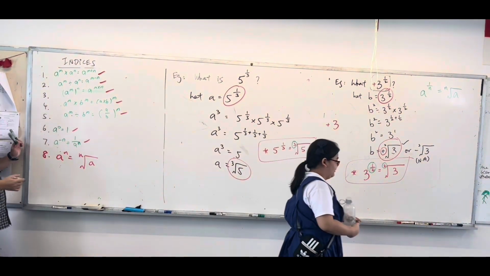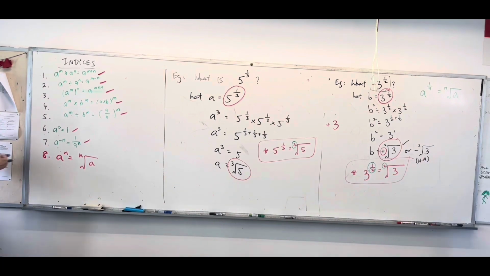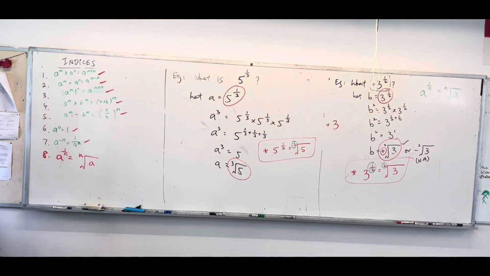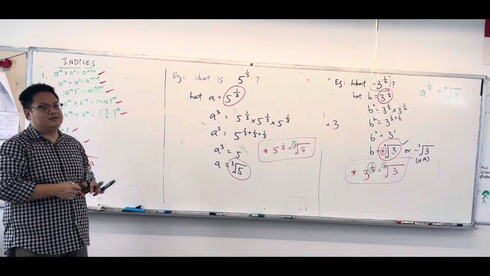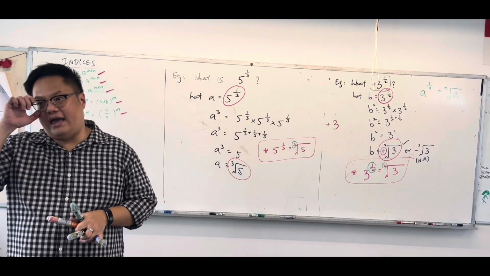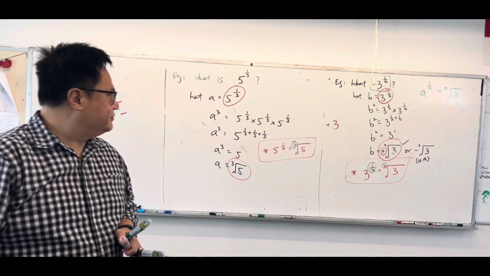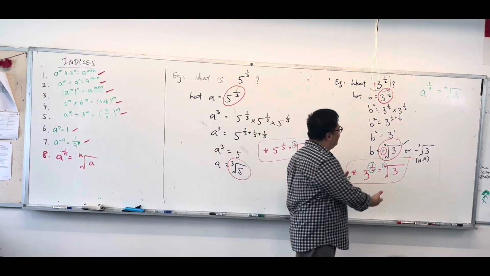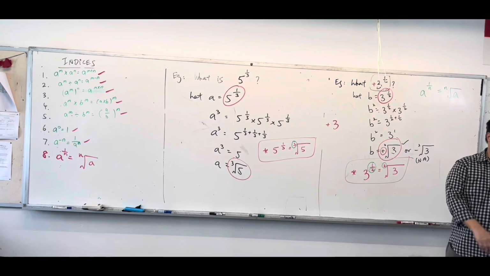Okay, n. Okay? 1 over n. A to the power 1 over n is actually equal to the nth root of a. The nth root of a. Okay? Kat, you missed your chance to generalize this, but I think you will get it. Okay? Yes, go.